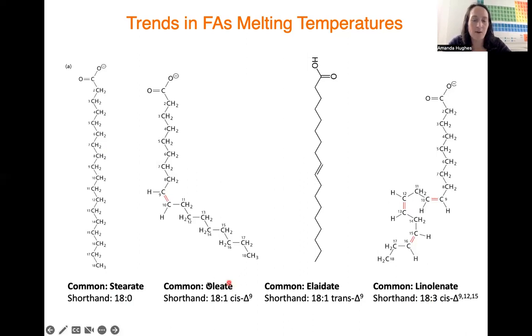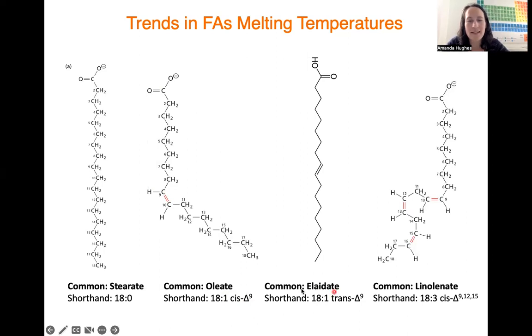So then we have this oleate, which is an 18-1, and it's a cis delta 9. So again, the 9th carbon from the carboxylic acid. So between 9 and 10, you see the double bond, and it's cis. Cis is same, so the hydrogens are on the same side.